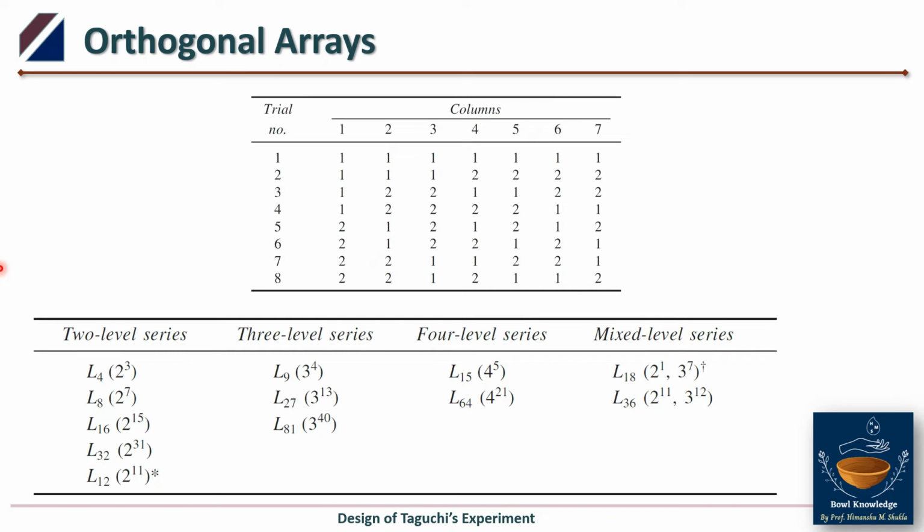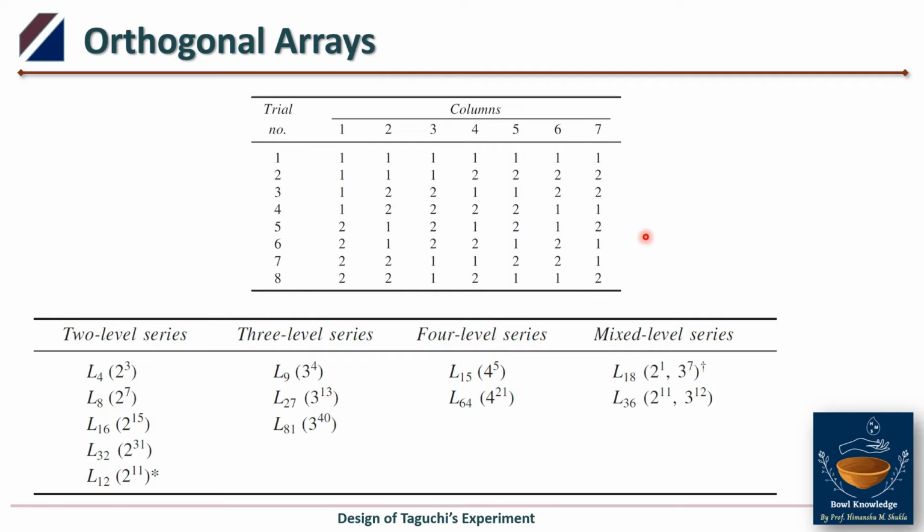Now these are some of the samples of orthogonal array. So this is the basic structure of orthogonal array. You can see there are 7 columns and 8 readings, which means that there can be 7 factors which can be recorded in this matrix. And how many readings are required? So 8 readings are required. So this 8 represents the suffix here.